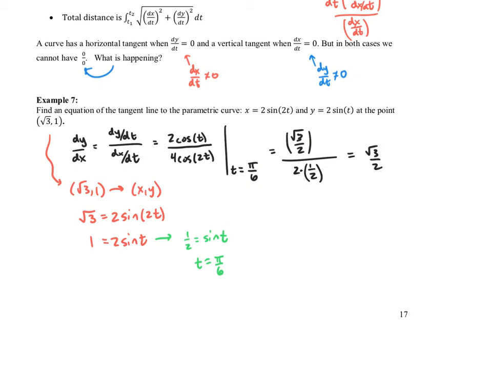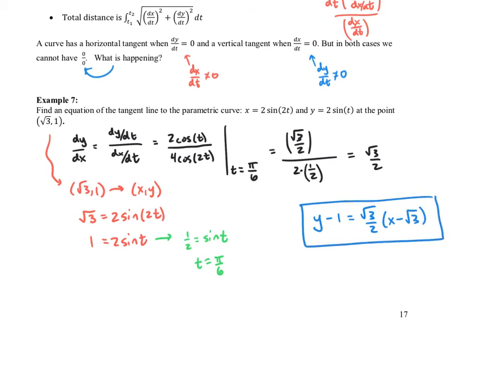So we have the slope of our particular tangent line. We have the y value, which is 1. And we have the x value, which is root 3. So that's going to be our tangent line to this particular parametric curve. Okay, let's move on to the next page and example 8.